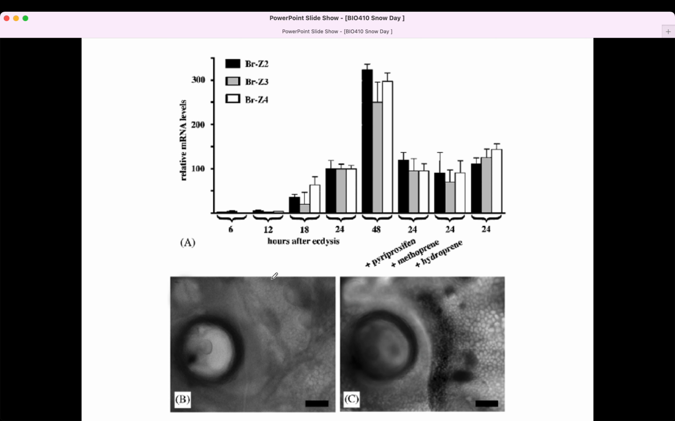And this just shows the timing of the BR expression, and so this is PCR, and this is qPCR, so publishable PCR. They're just three different versions of the BR gene. They all seem to be expressed in the same way. We start to see their expression at 18 hours, and it goes up like that. And then these are under some different conditions with different hormone mimics, and we're not going to talk about that. So this is just their natural increase.